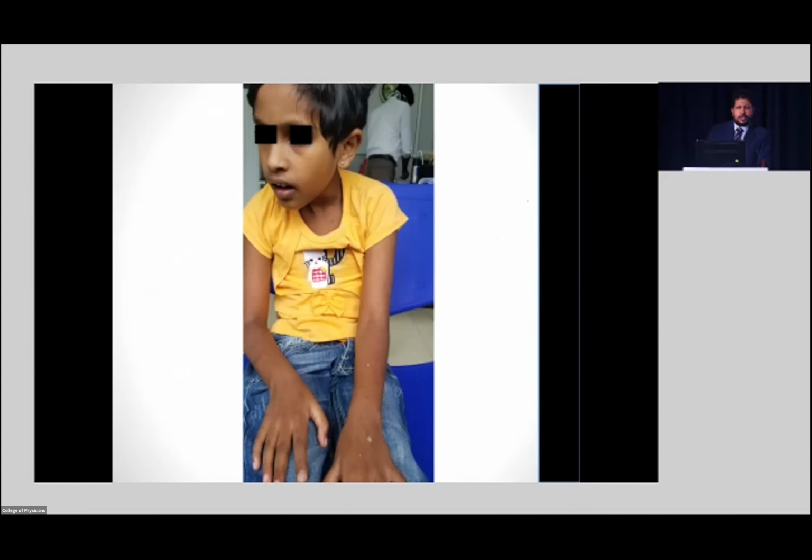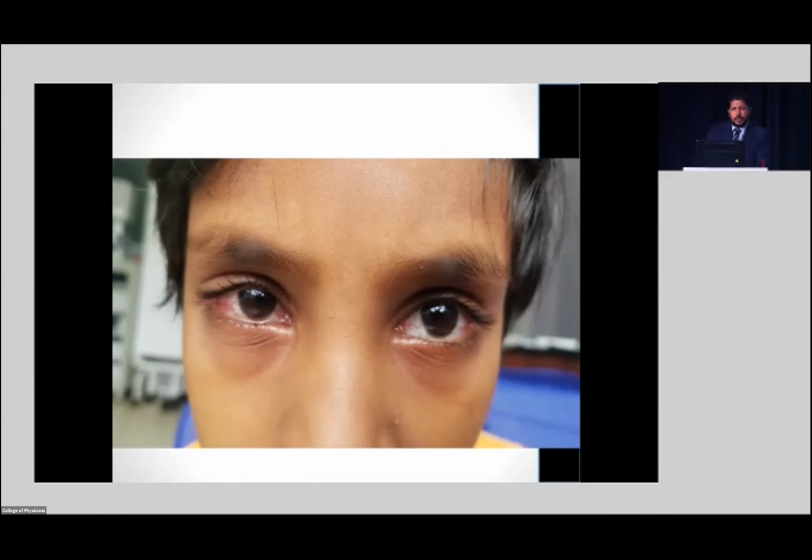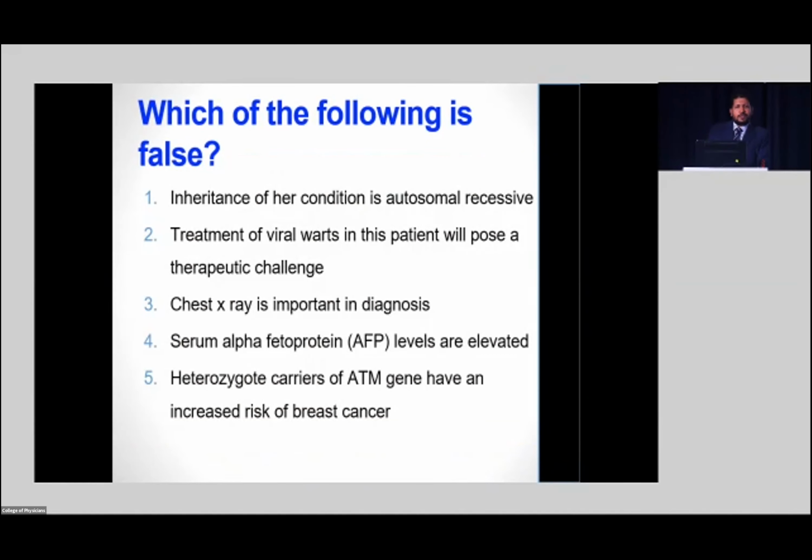So this 9-year-old girl was referred to us from the pediatrics. She came in a wheelchair for the treatment of her viral warts. You probably can appreciate the viral warts on her left hand. And she had a few warts on her face as well. I don't know if you can see. You can appreciate her eyes as well. Her sclera, although there are dilated blood vessels, is white in contrast to conjunctivitis. So which of the following is false?